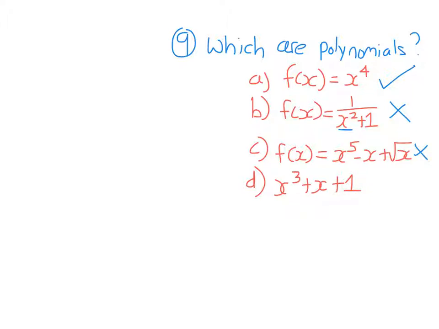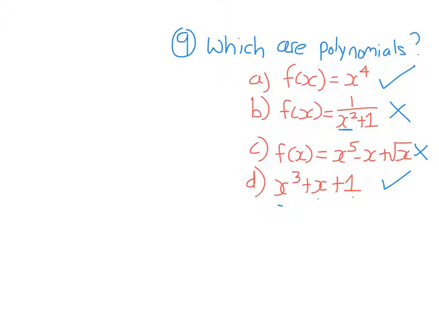And D, I forgot to put the f(x) notation, but it's still a polynomial. So it has powers of x, 3, 1, and then this constant term, 1, is just the same as 1 times x to the power of 0, and that's fine. You can have constant terms. So A and D are polynomials, B and C are not.